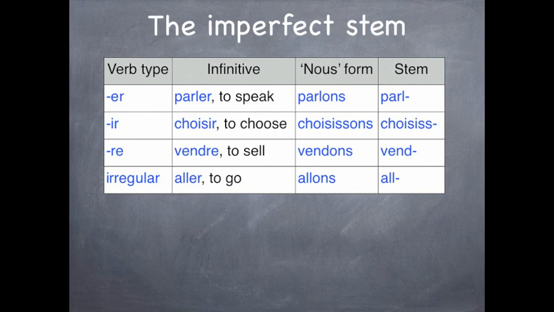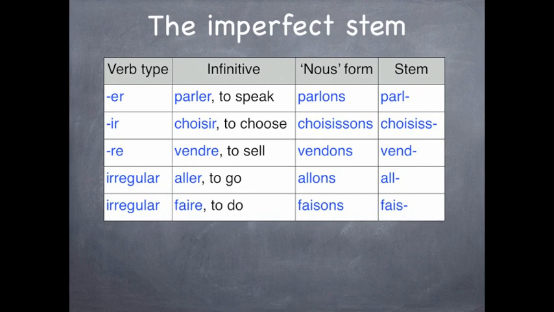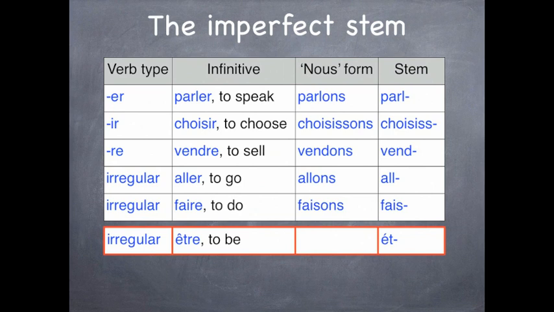And here's an important irregular verb, aller, to go. The nous form is nous allons, so the stem is ALL. Another irregular verb, faire, to do, it's nous faisons, so the stem is FAIS. And finally, être, to be, it has a special stem for the imperfect tense, E acute T.